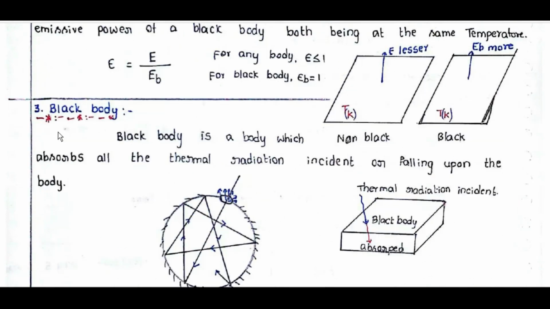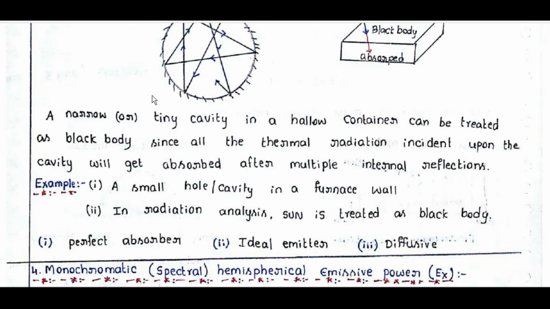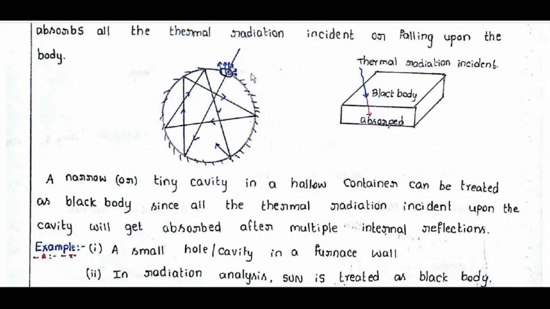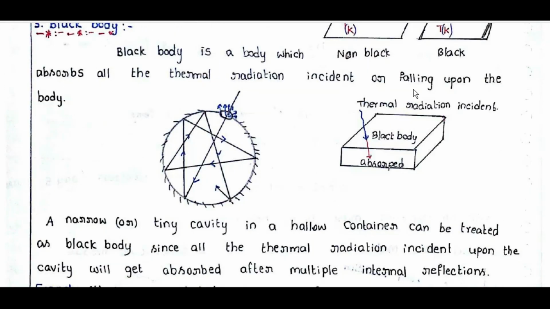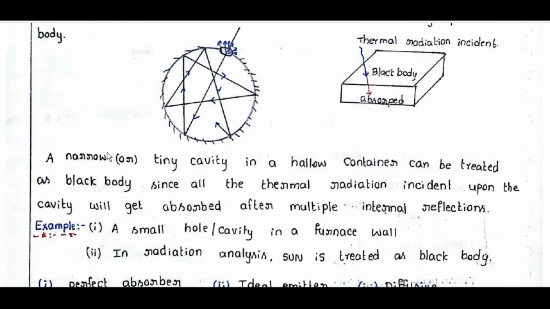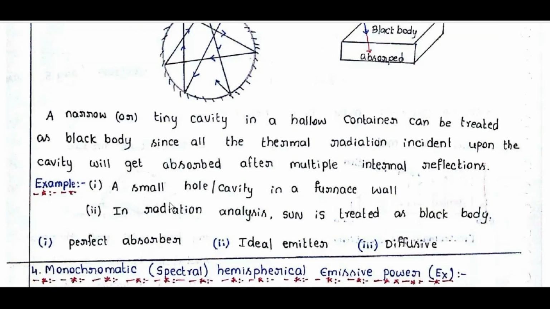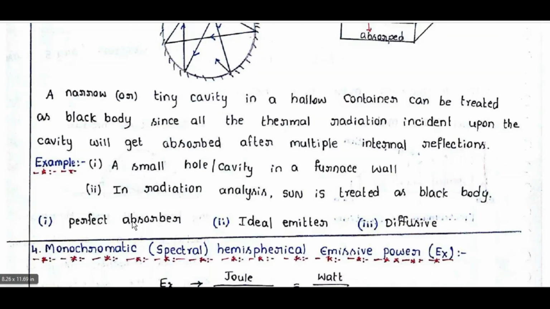A black body is a body which absorbs all thermal radiation incident or falling upon it. Here everything is absorbed and nothing is reflected back. A narrow or tiny cavity in a hollow container can be treated as a black body, since all thermal radiation incident upon the cavity will be absorbed after multiple internal reflections. Example: a small hole or cavity in a furnace wall. In radiation analysis, the sun is treated as a black body: perfect absorber, ideal emitter, diffusive.